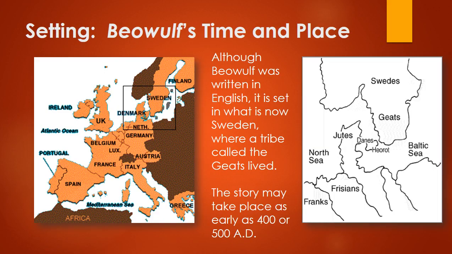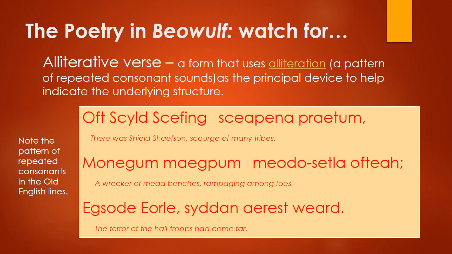So where did the story take place? It wasn't in England. The action happens in what is now Sweden, where a tribe called the Geats lived. The poem itself has some interesting characteristics too. Watch for alliterative verse, which is a verse form that uses alliteration, a pattern of repeated consonant sounds, as a way to help indicate the underlying structure. Note the pattern of repeated consonants in the Old English lines from the poem.